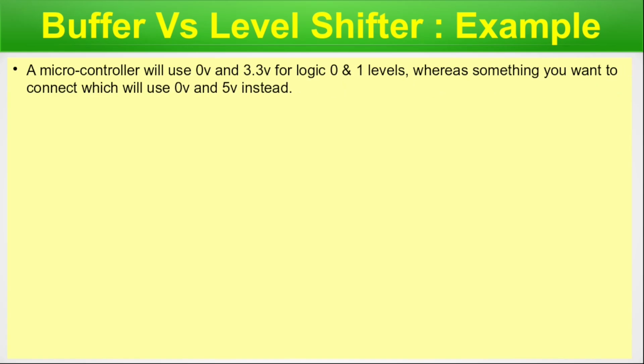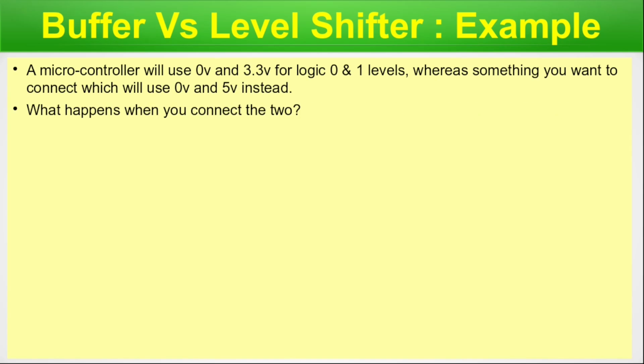So let's move on. Buffer versus level shifter, an example. Here we are taking a case example, not a circuit example, where we will exemplify in detail the limitation of a buffer, and from that limiting point when the level shifter comes into play. A microcontroller will use 0 volt and 3.3 volt for logic 0 and 1 levels, whereas something you want to connect will use 0 volt and 5 volt instead. Now, the logic levels of your microprocessor are 0 volt and 3.3 volt and the external circuitry is operating at 0 and 5 volt.